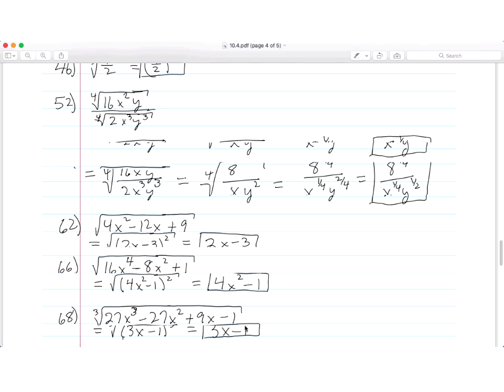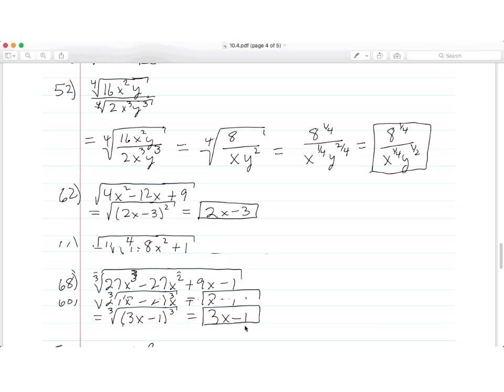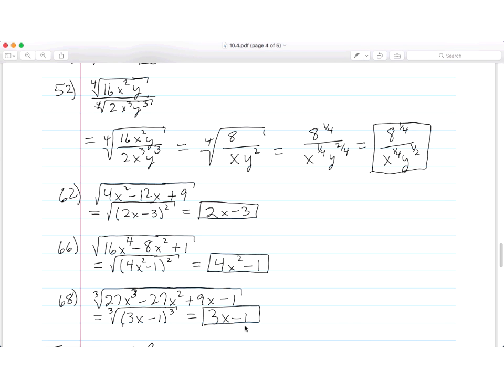Lastly, the cube root of 27 x cubed minus 27 x squared plus 9x minus 1. Well, this is a perfect cube. This is just equal to the cube root of 3x minus 1 quantity cubed. The cube root gets rid of the cube root, so 3x minus 1.